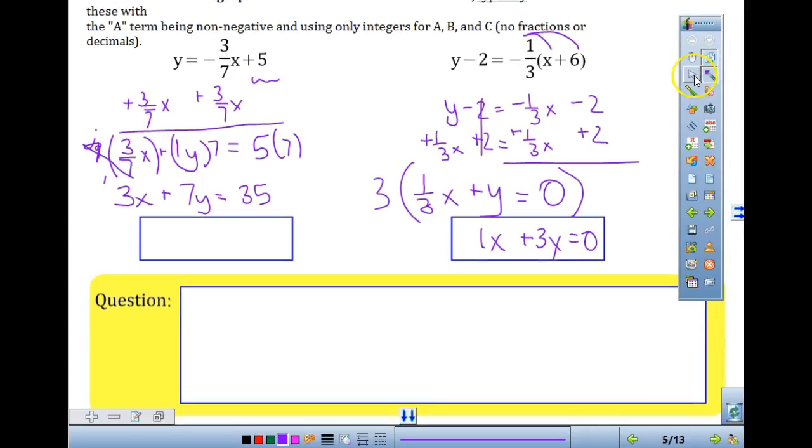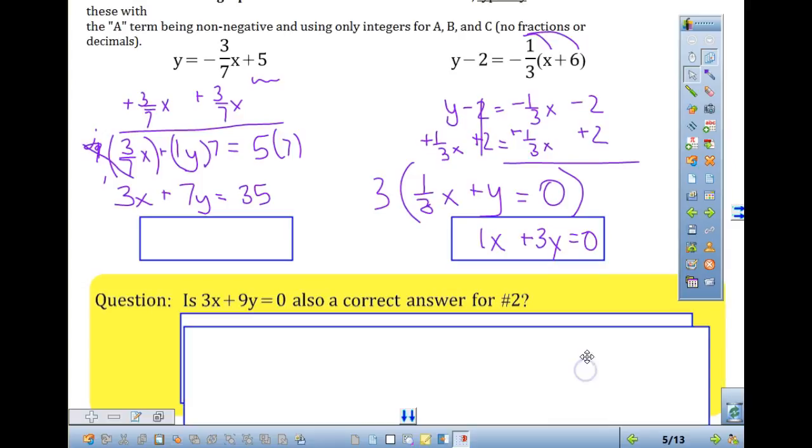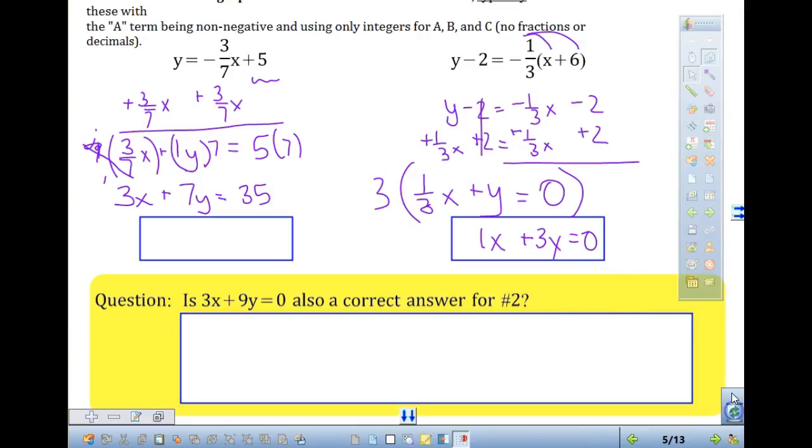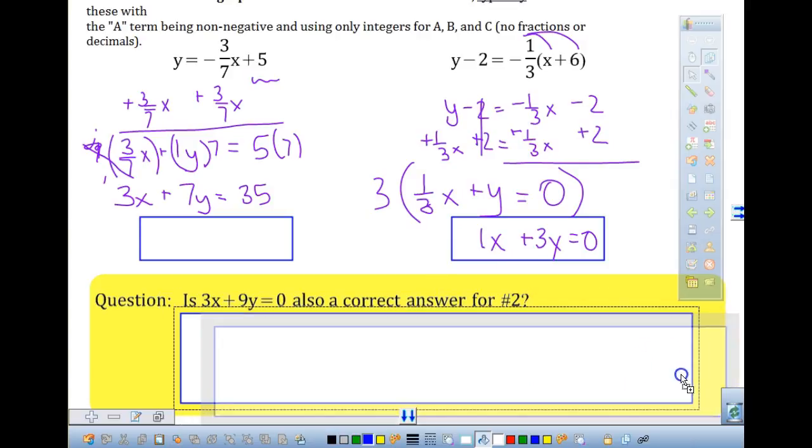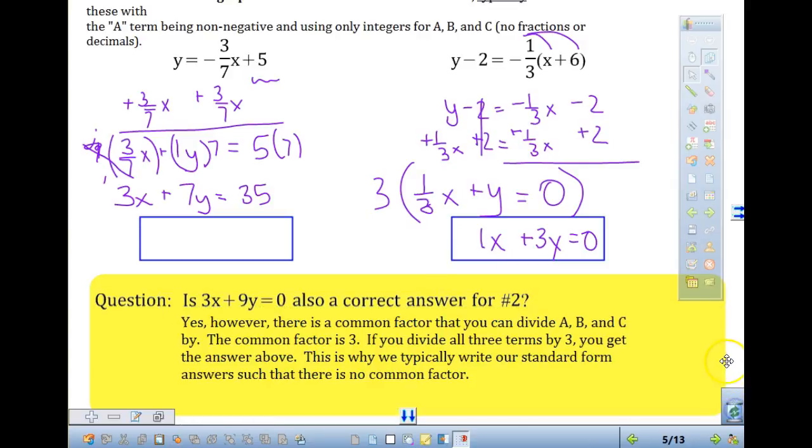So now the question is, as we look at each of these, here's the question that they are looking at. Is 3x plus 9y equals 0 also the correct answer for number 2? Yeah. So, if we are looking at that, it is correct, but as you read this, Jacob, want to read what it says?